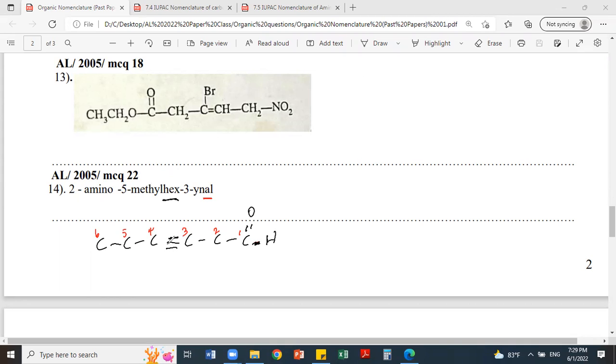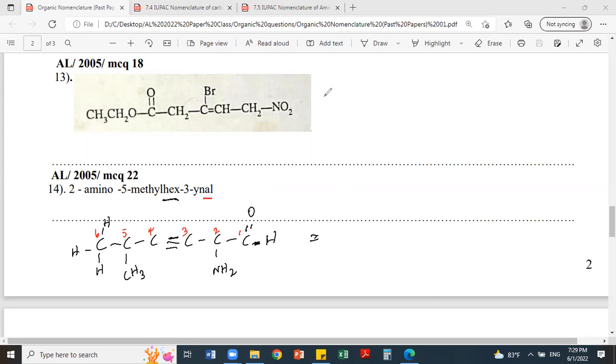And then add substituent groups: 2 amino, an NH2 group on the second carbon, and 5 methyl, a methyl group on the fifth carbon, and make 4 bonds around each carbon by adding hydrogen, CH3. Then you get that. That's all, no?